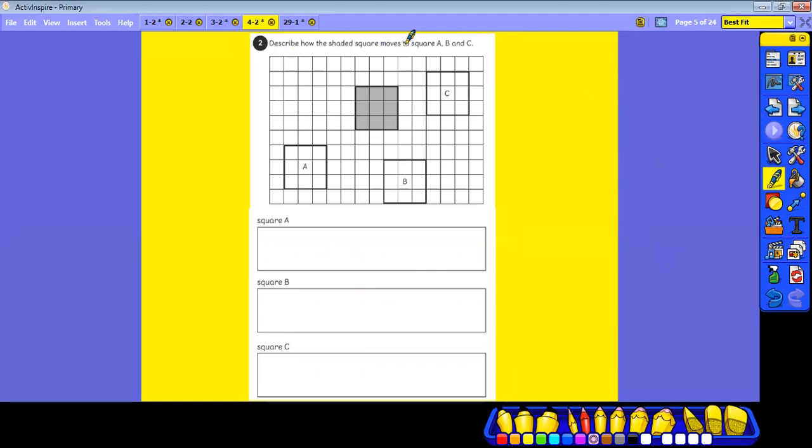Describe how the shaded square moves to square A. Oh, wow. What moves are you going to do to get that square to there? What moves are you going to have to make to get that square to there? And what moves are you going to have to make to get that square to there? That is a challenge, isn't it? I look forward to seeing your answers on Tapestry, children, today.